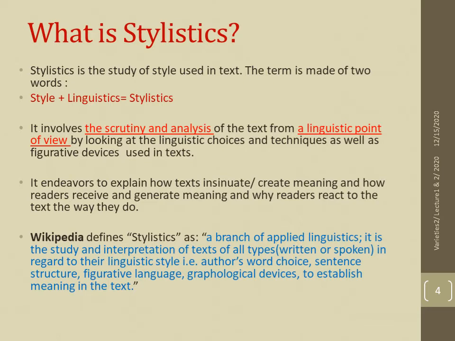If we go to Wikipedia, we find that Wikipedia defines stylistics as a branch of applied linguistics. It is the study and interpretation of text of all types, written or spoken, in regard to their linguistic style, that is to say, the author's word choice, sentence structure, figurative language, and graphological devices to establish meaning in the text.